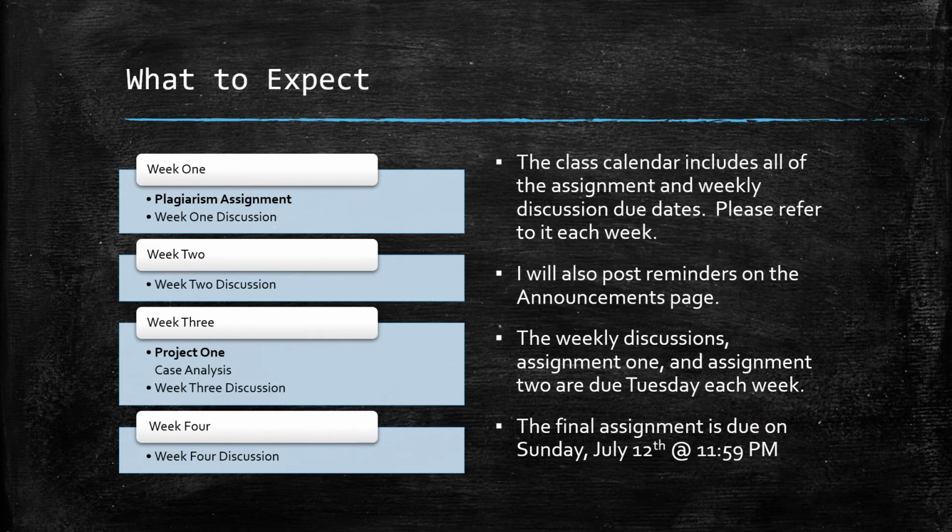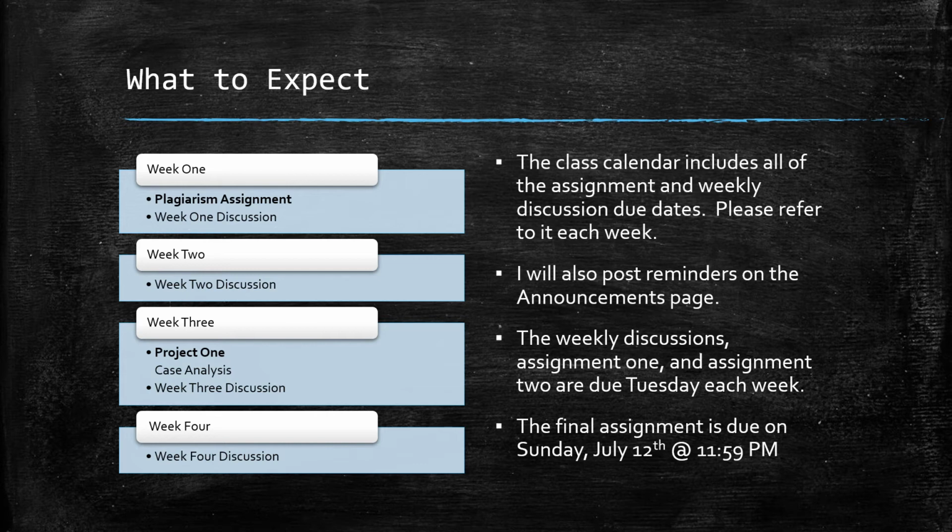So again, in terms of what is expected of you, this slide gives you an overview of what the deliverables are for week 1 through week 4. The plagiarism assignment is due in week 1. This assignment is not graded. However, it is required before a grade will be assessed for any of the future assignments. The first graded project is coming up and due in week 3. All of the due dates are posted in the class calendar and also in the content for that particular week.